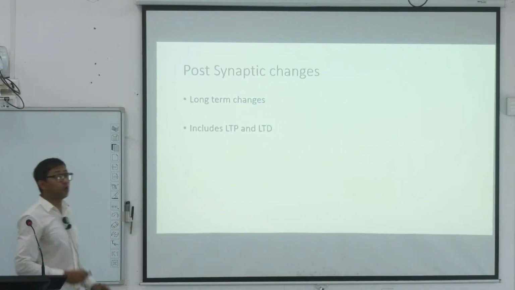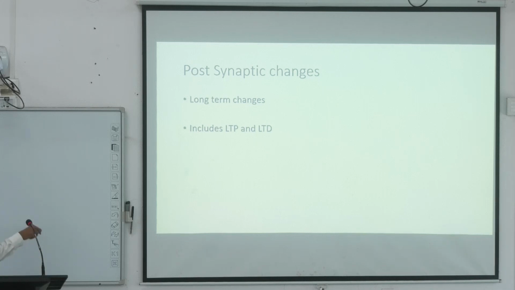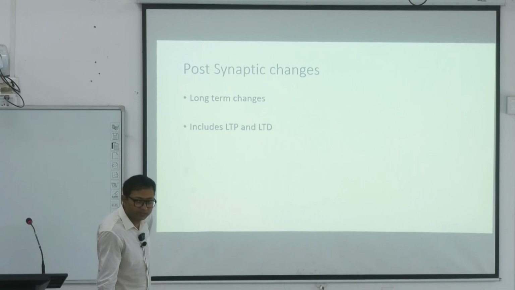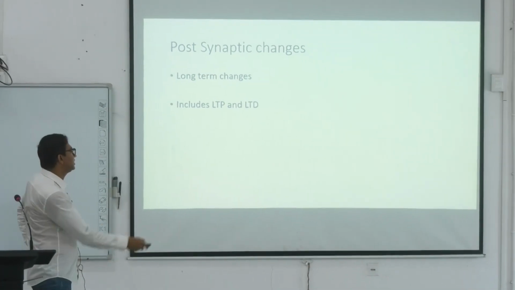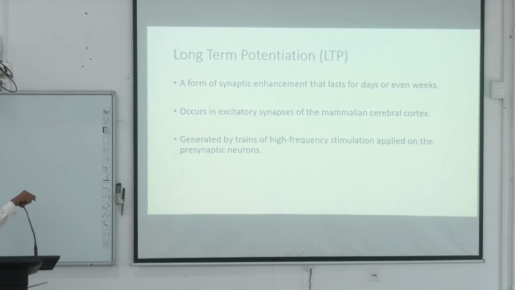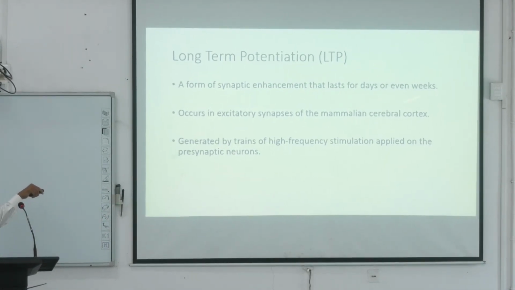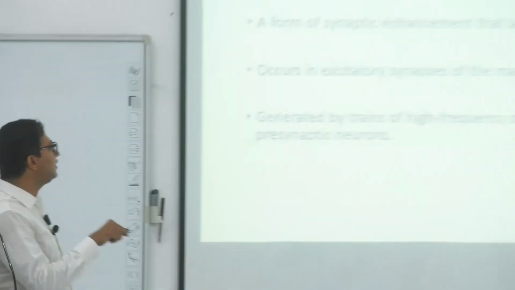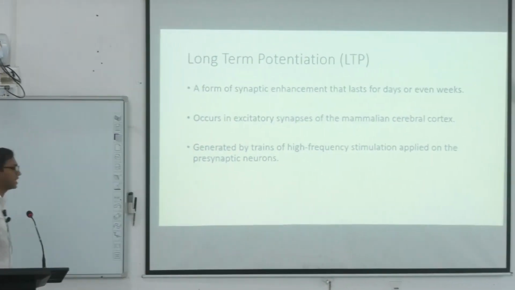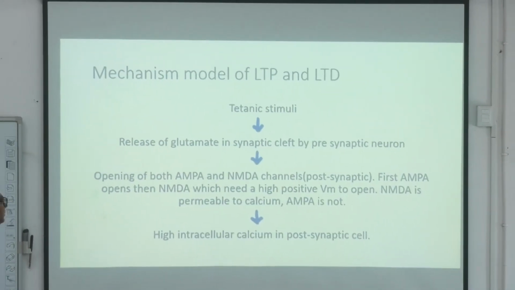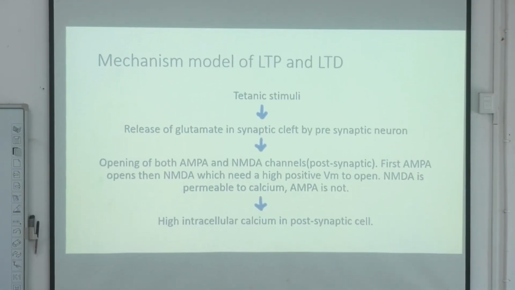Now, postsynaptic long term changes. Long term changes include LTP and LTD, that is long term potentiation and long term depression. Long term potentiation, a form of synaptic enhancement that lasts for days or even weeks, occurs in the excitatory synapse of mammalian cerebral cortex, and it is generated by a train of high frequency stimulation applied on the presynaptic neuron. Here is the mechanism of long term potentiation and long term depression.